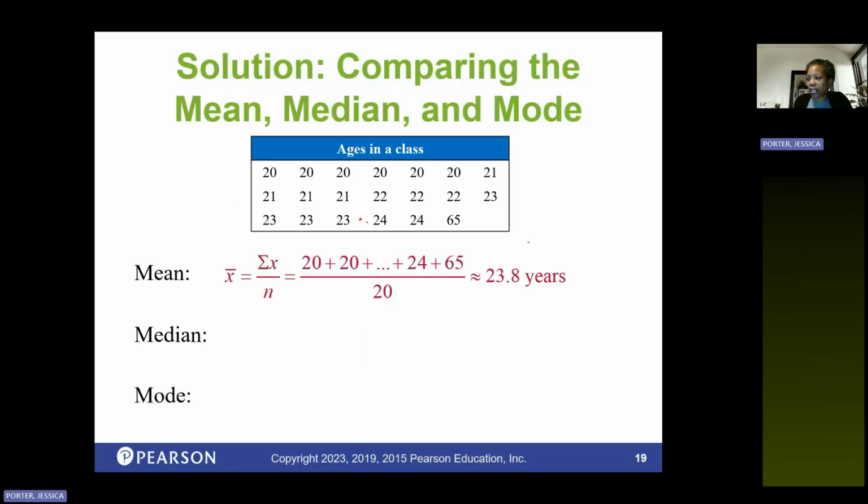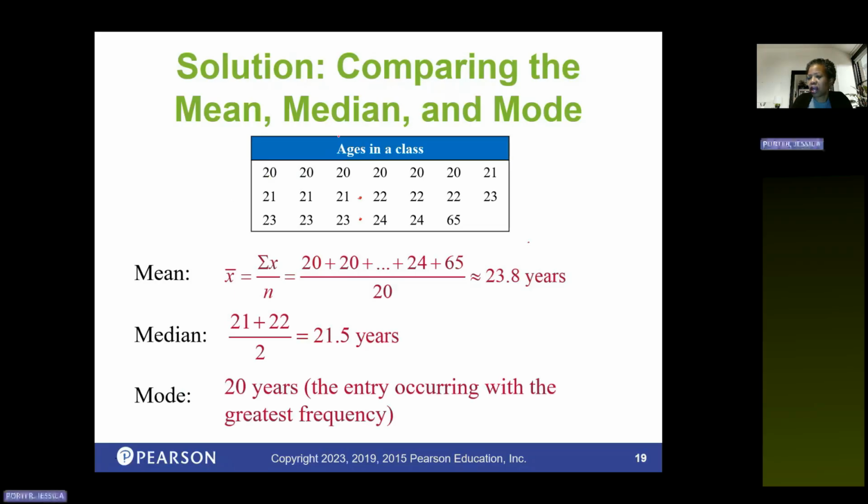23.8 is about right there. Let's look at the median. 21.5, that's about right here. And then the mode is the smallest point in the data set. So which one do you think represents the center? The mean, the median, or the mode?